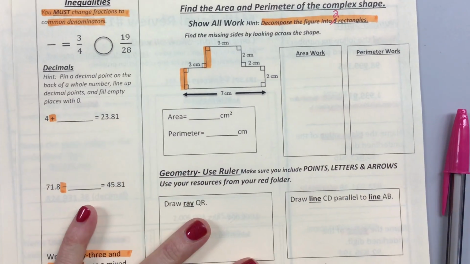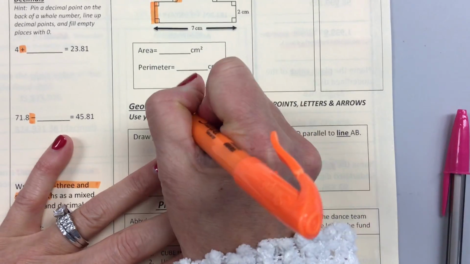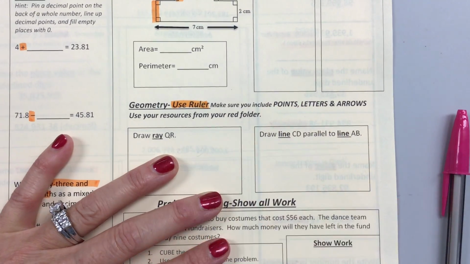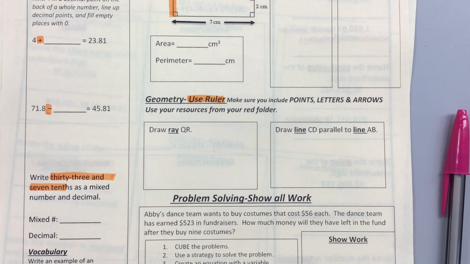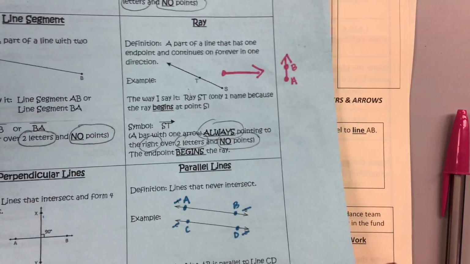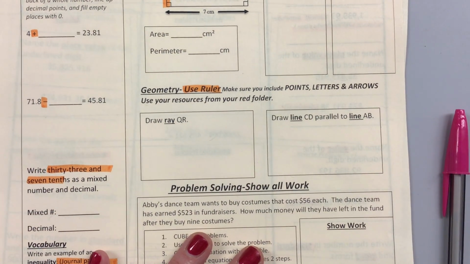Okay? Use a ruler. Use a ruler. Make sure you include points, letters, arrows. Make sure you use that blue sheet that we have been referring to all year that should be in your red math folder. Okay, you need points and you need arrows on your lines and you need letters to label them. Yes, Carter? Use a straight edge or ruler.